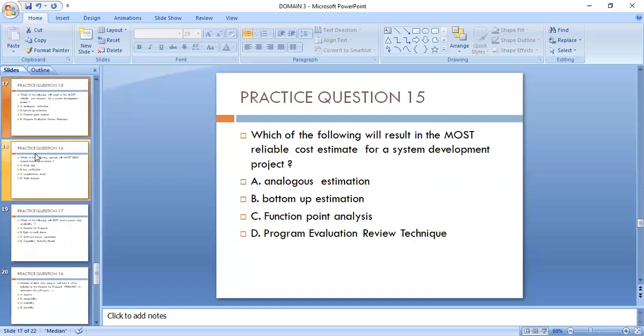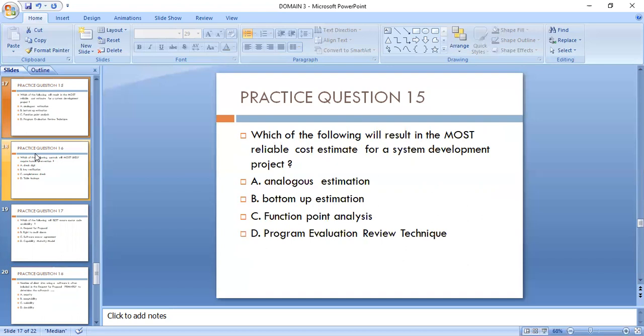Okay, 15. Which of the following will result in the most reliable cost estimate for the system development project? A. Analogous estimation. B. Bottom-up estimation. C. Function point analysis. D. Program evaluation and review technique. This is also a project management question.